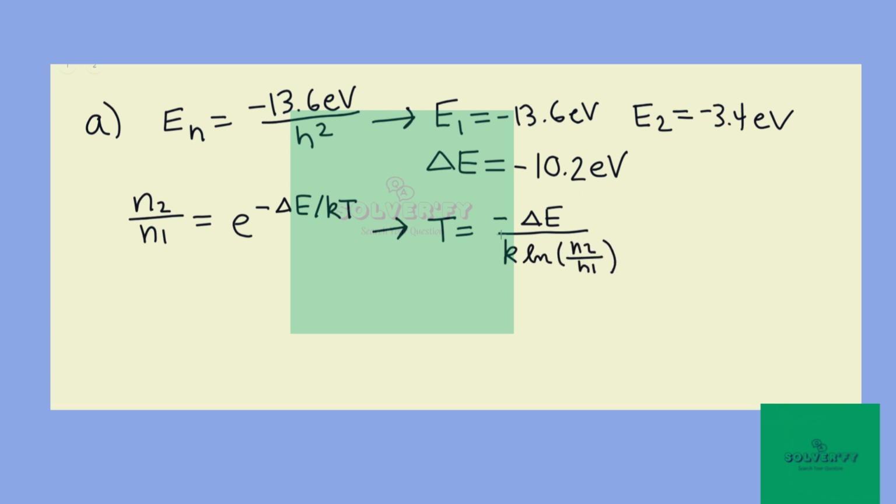So from here, we can plug in the occupancy ratios for parts A, B, and C. k is the same, delta E is the same. We need to convert into electron volts. We need to convert k. So we can use the conversion factor 1.6 times 10 to the negative 19 joules per electron volt to convert k into its electron volts version.